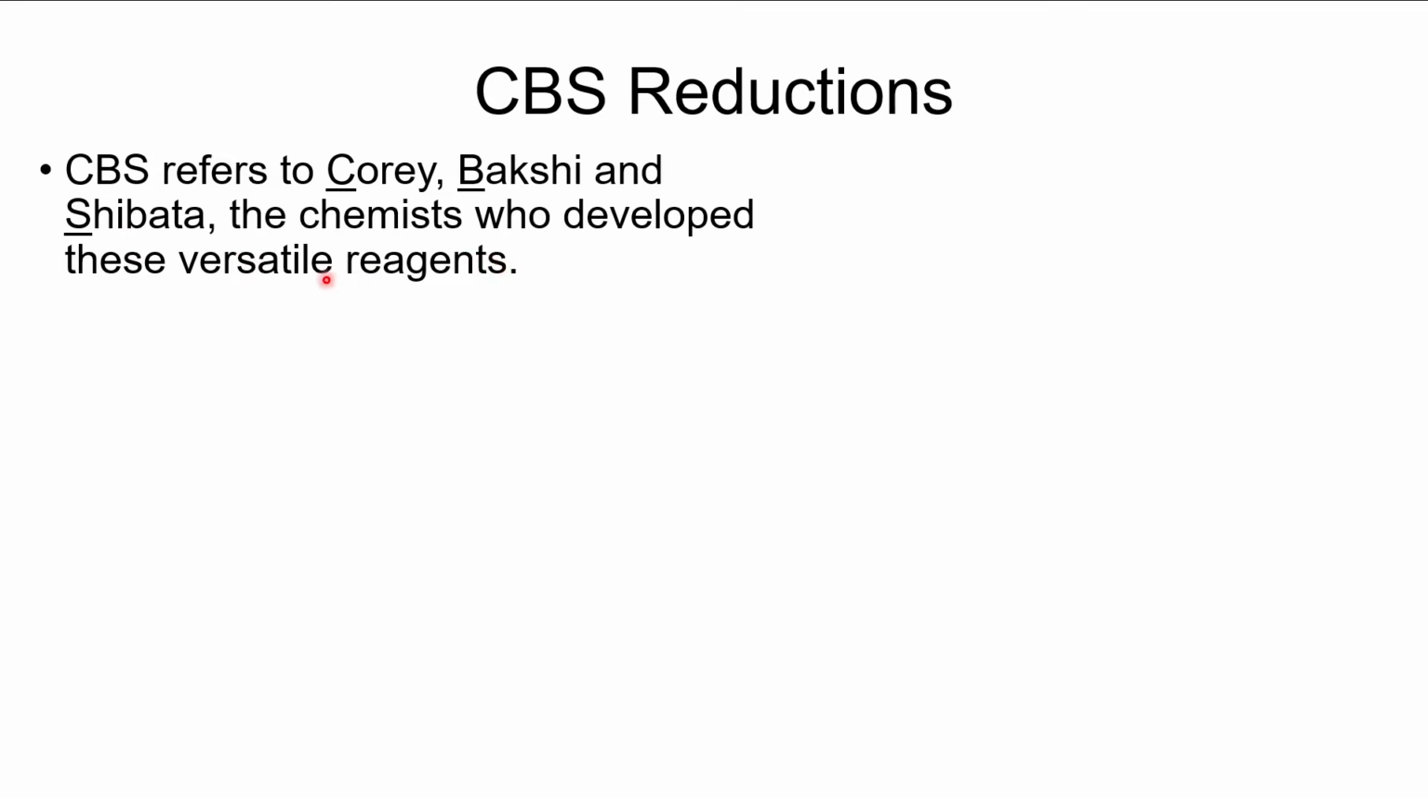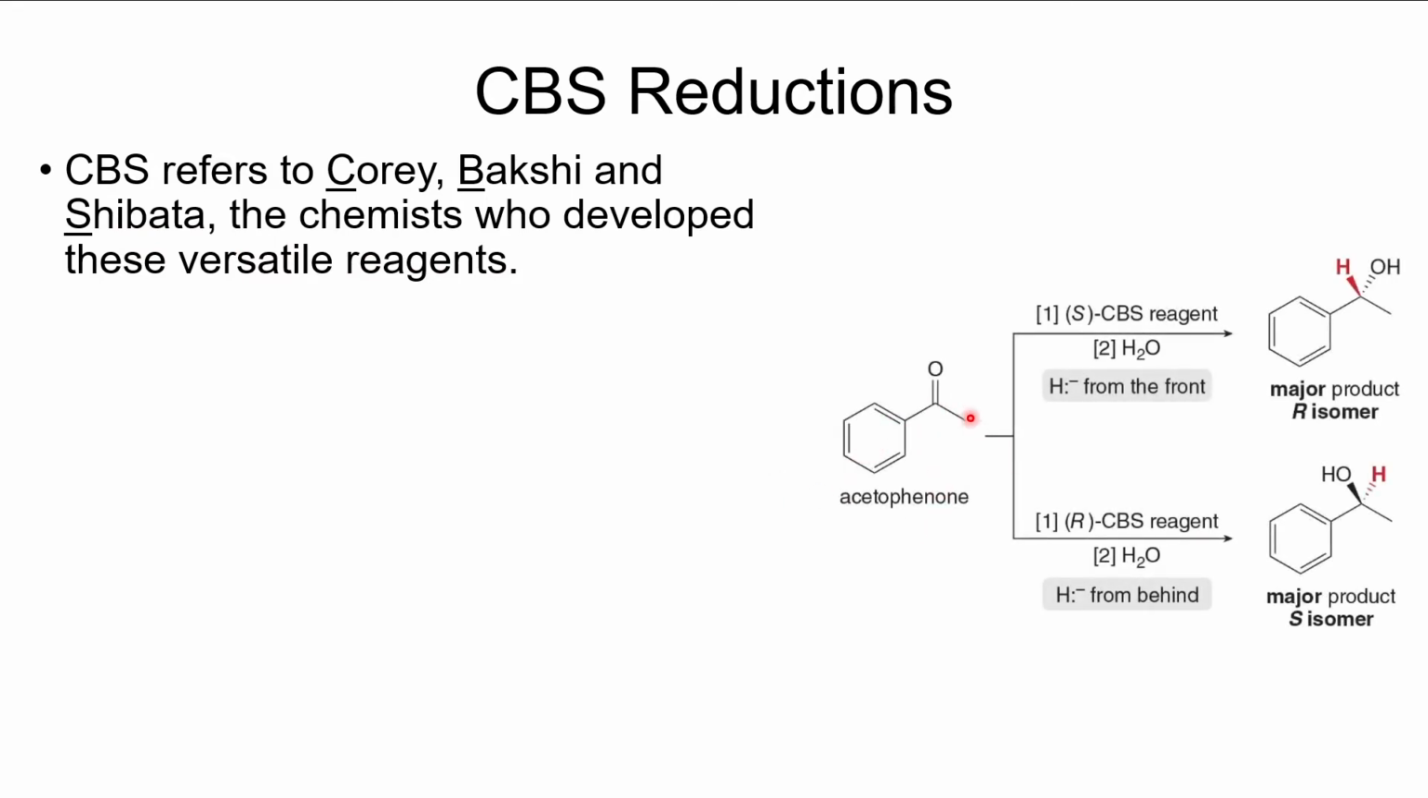And these chemists developed these reagents to be used with aryl ketones. So if we have this aryl alkyl ketone, this one is acetophenone. If we use the SCBS reagent, we will get the R isomer of that alcohol. Conversely, if we use the RCBS reagent, we'll get the S isomer. Now, it's not so much that it always gives the S isomer, it gives this particular approach where the hydrogen comes in from the backside when you lay it out in this form.